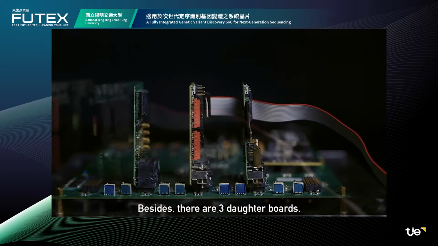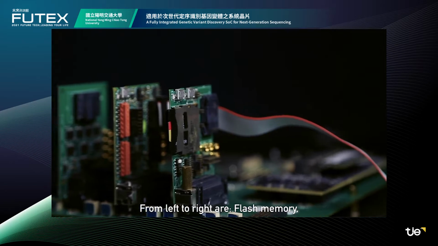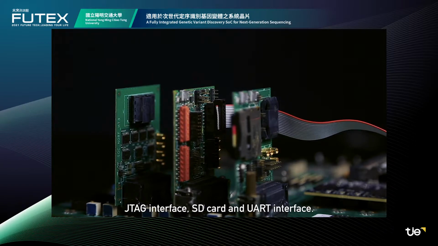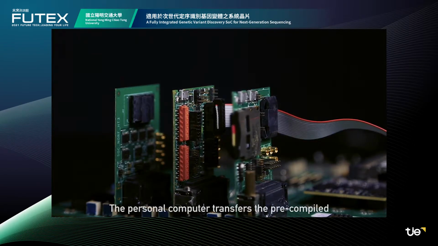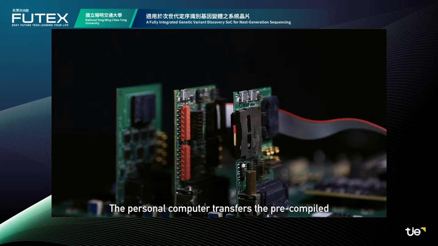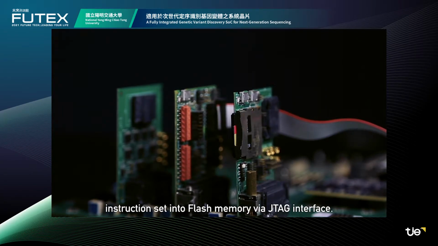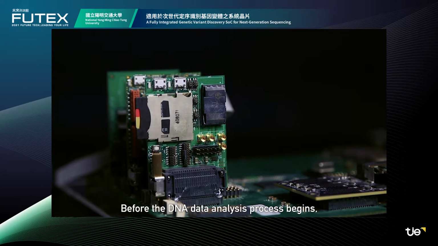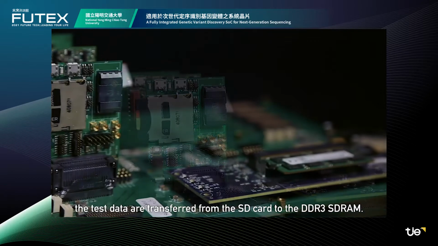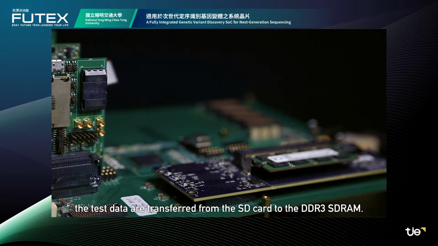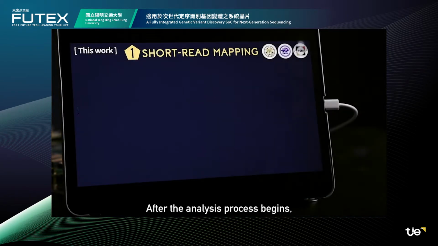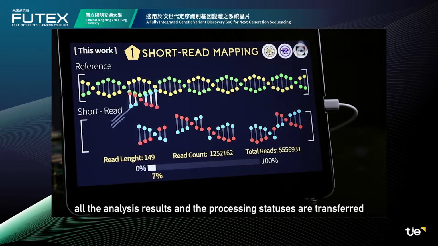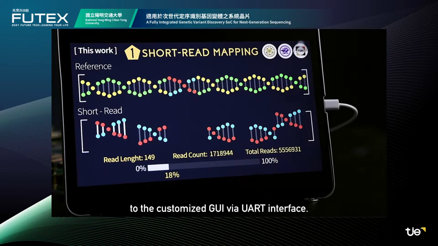Besides, there are 3 daughter boards. From left to right are flash memory, JTAG interface, SD card, and UART interface. The personal computer transfers the pre-compiled instruction set into flash memory via JTAG interface. Before the DNA data analysis process begins, the test data are transferred from the SD card to the DDR3 SDRAM. After the data analysis process begins, all the analysis results and the processing statuses are transferred to the customized GUI by a UART interface.